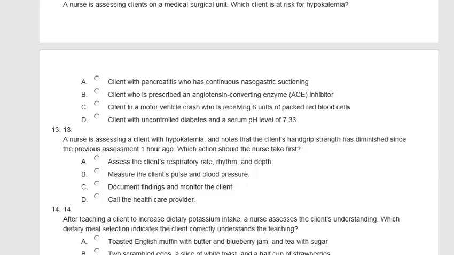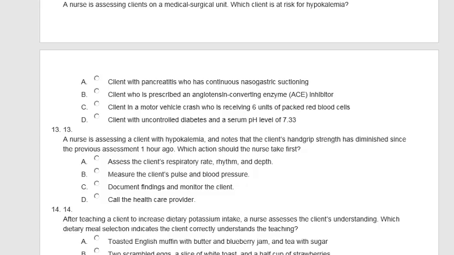Okay, number 12, a nurse is assessing clients on a med-surg unit. Which one's at risk for hypokalemia? Okay, so this one's pretty straightforward. Which of the following patients is at risk for hypokalemia? A client with pancreatitis who has NG suctioning. A client who is prescribed ACE inhibitor. A client with a motor vehicle accident who had packed red blood cells. Or a client with uncontrolled diabetes with a pH of 7.33. So which one is at risk for hypokalemia?